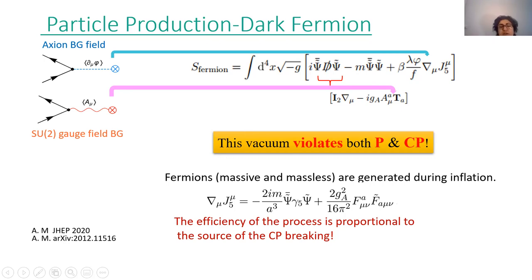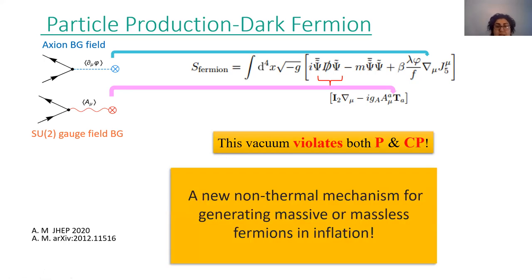Okay, in the physics of inflation, now we have a setup that violates parity and CP, and as a result, we can generate these fermions by a chiral anomaly through their interaction with the gauge field. And also in case that they are massive, they can also get generated by the axion. And of course, the efficiency of this particle production is related to the source of parity violation and CP violation, which in this case is a gauge field. As a result, the scenario leads to a new non-thermal mechanism for generating massive or massless fermions in inflation, which otherwise would not be possible.